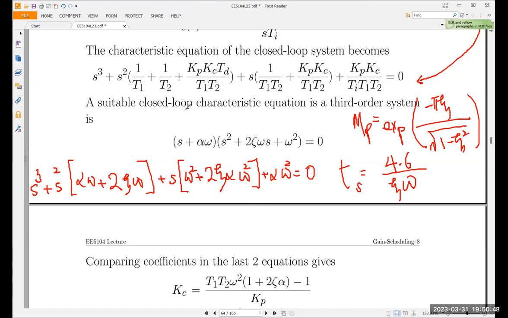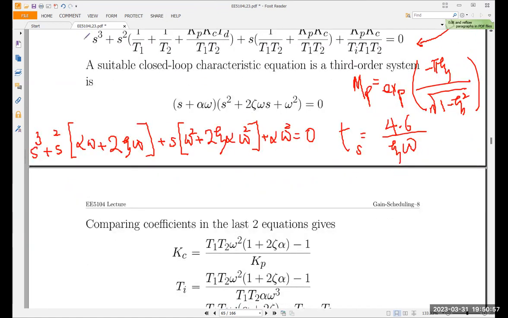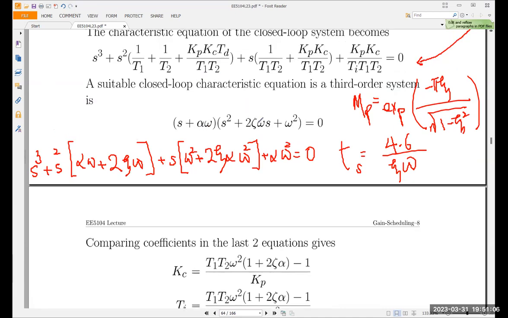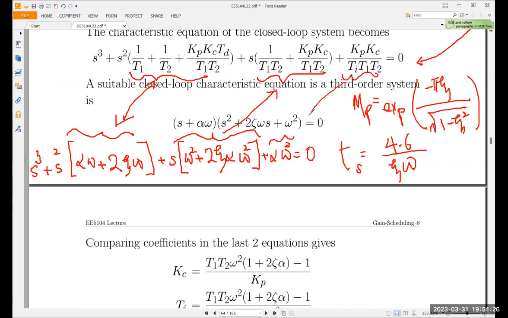All right, then you make sure that this is this. To make sure, very simple, you just make sure s cubed and s cubed are the same. Then you equate this to this. Then you equate this to this, because s must be the same as s. Then the constant, you must make sure they are the same. So you have 3 equations.